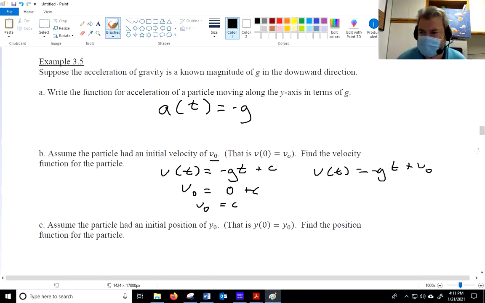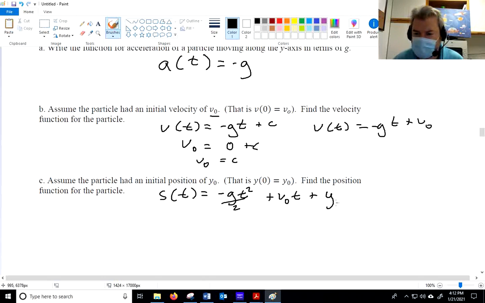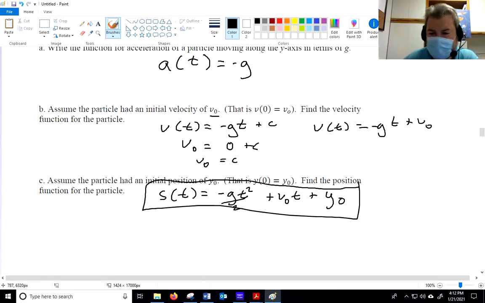Assume the particle had initial position of y naught. Can we find the position function? Well, sure. We just integrate this. S of t is equal to negative g t squared over 2 plus v naught t plus a constant c. But we know that when you plug in 0 for t, all that goes away, and it's supposed to equal y naught. So instead of saying c, I'll just say y naught. And this is the process that Sir Isaac Newton went through to get that wonderful position equation for a particle in a vacuum under a constant gravity.